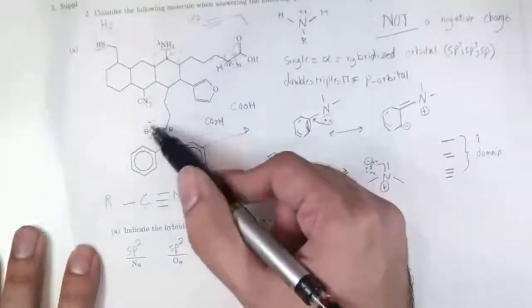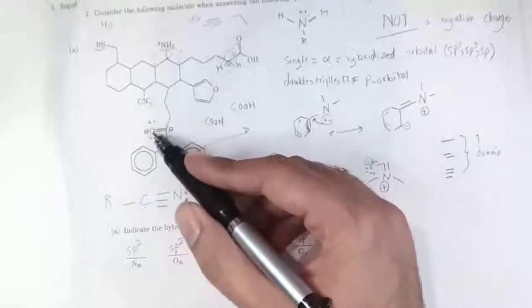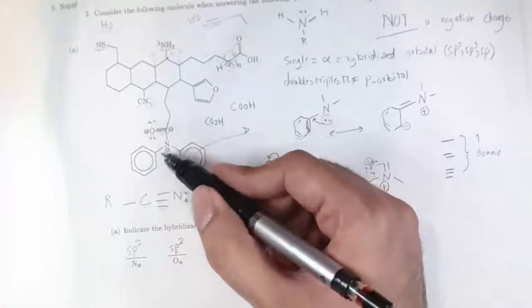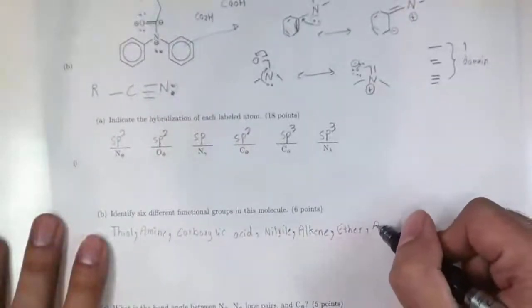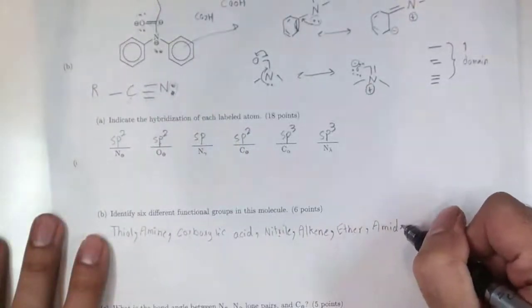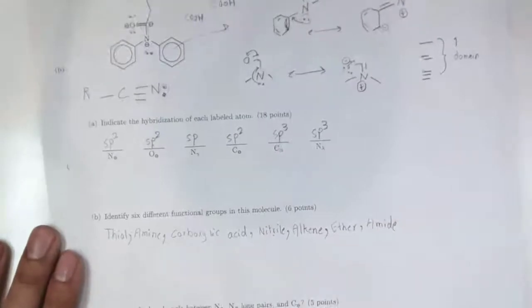If I wanted to name this, well, if you have a carbon double bonded to oxygen, which is also attached to a nitrogen, this is what you will know as your amide. So that's all.